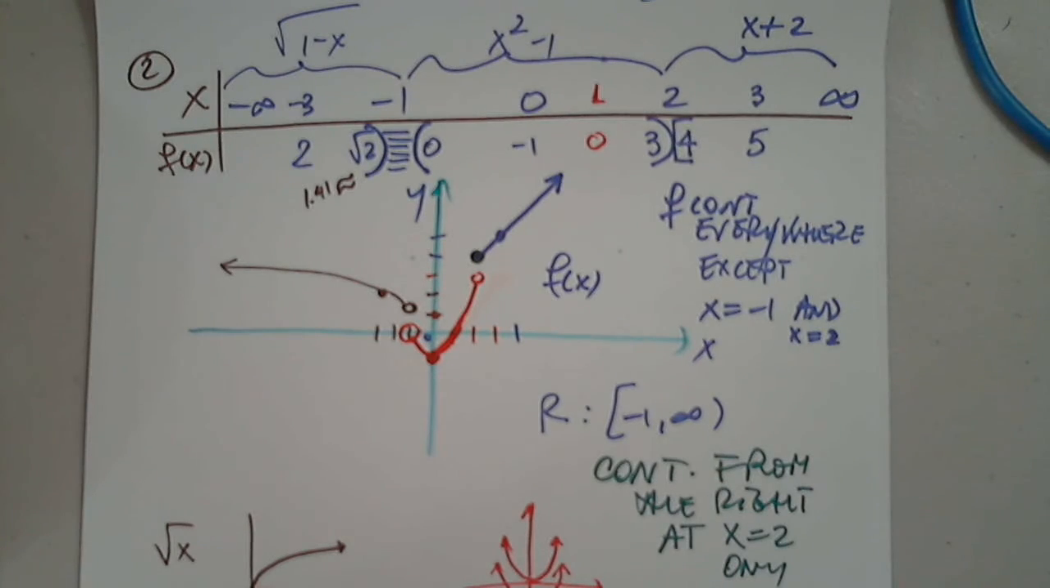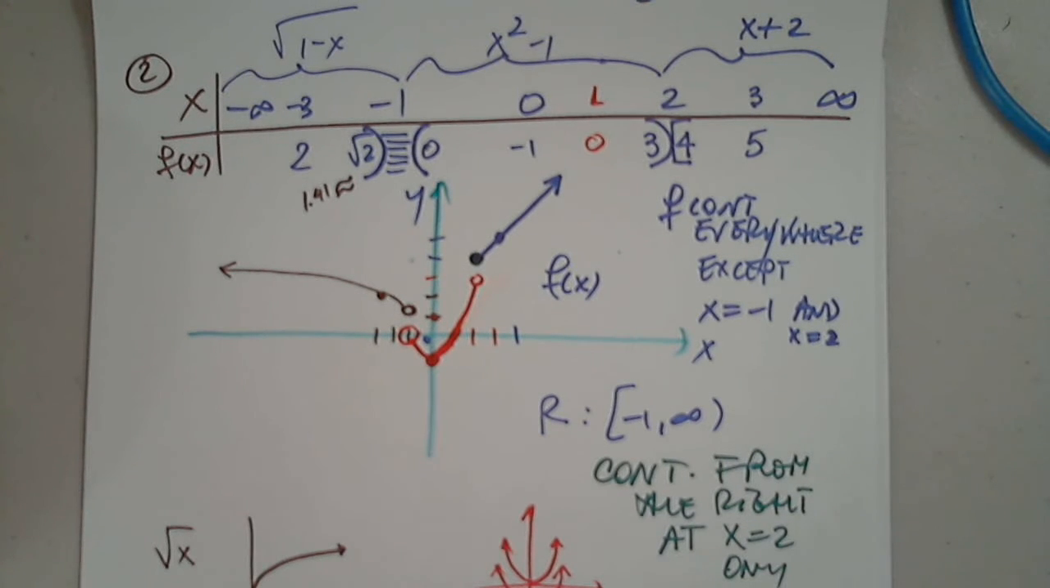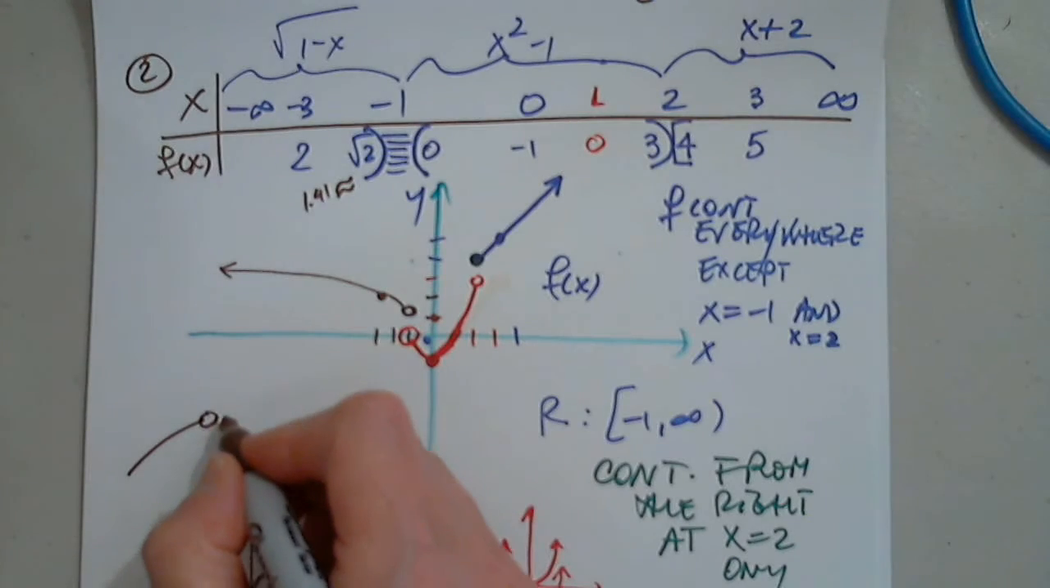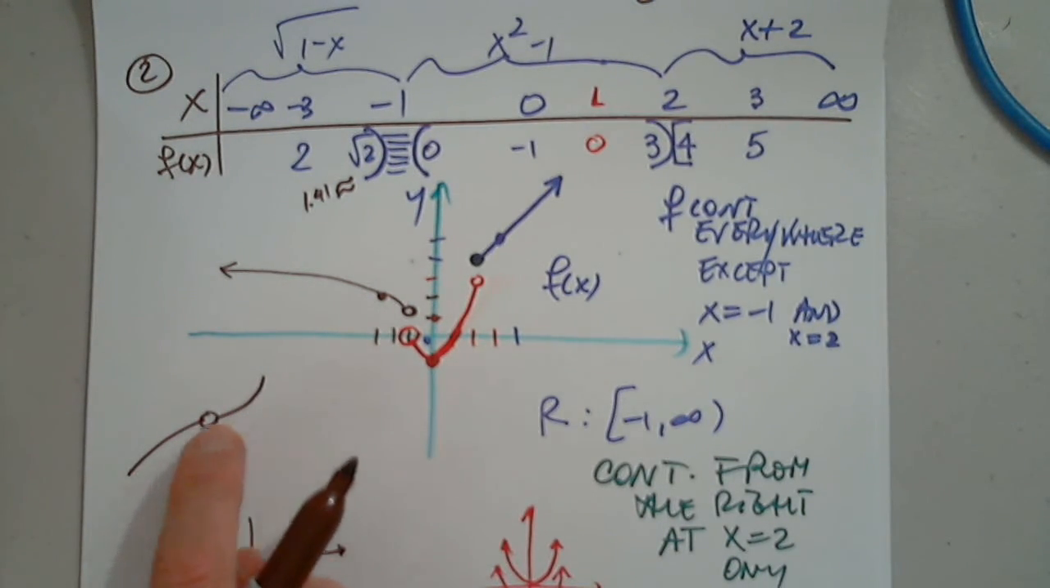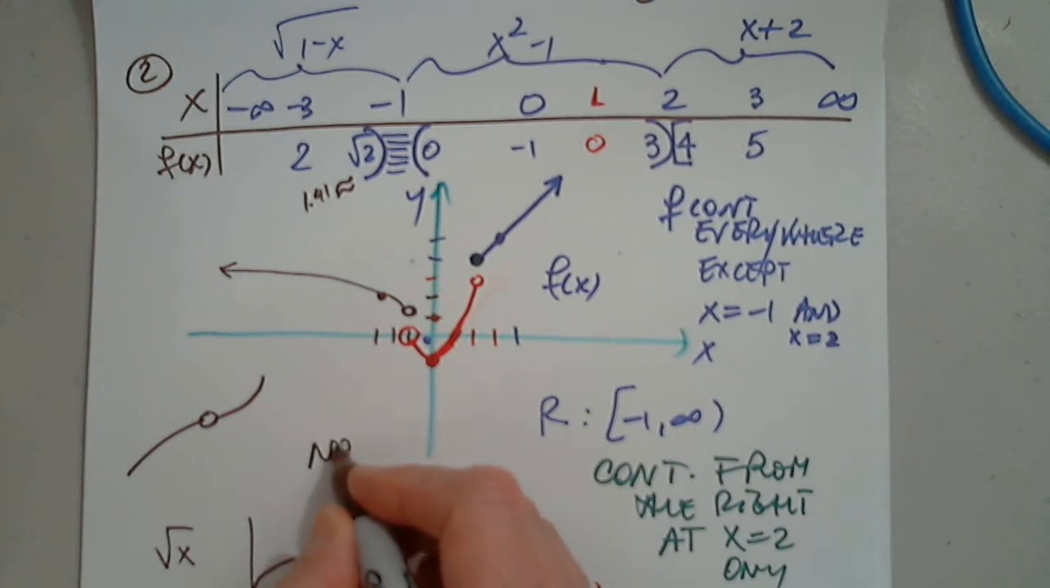Does this function have a removable discontinuity? No, it does not have a removable discontinuity. This is how a removable discontinuity looks like. The limit from the left equals the limit from the right, and it does not equal the function value at that point. So I will say no removable discontinuity.